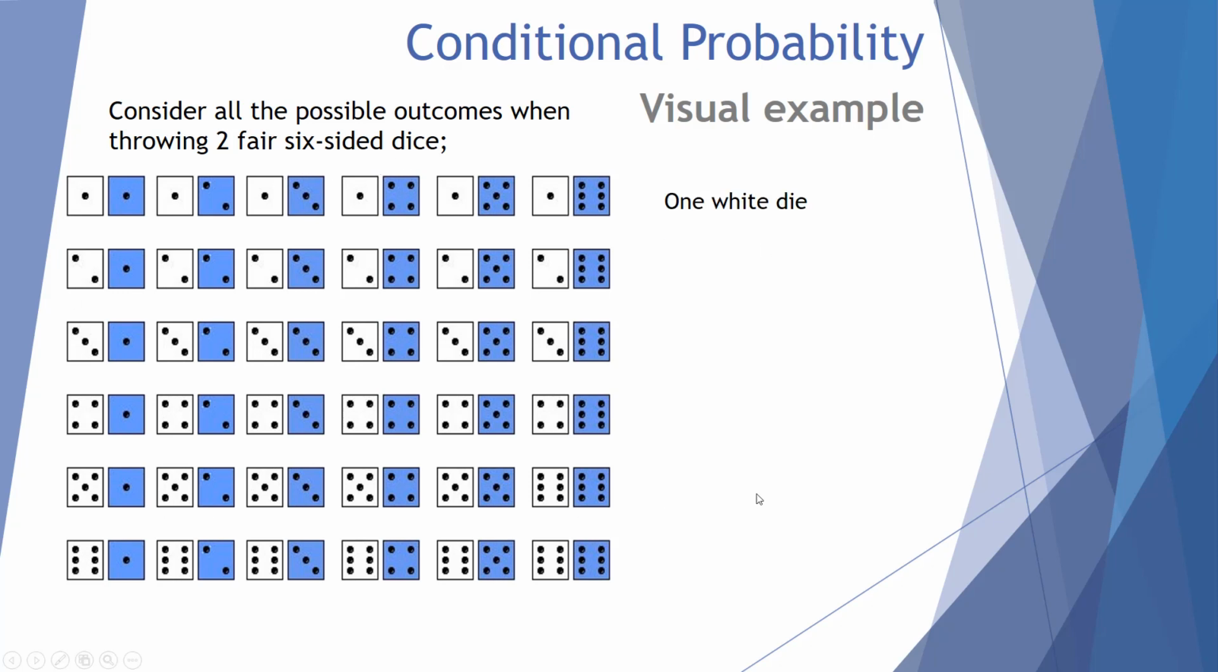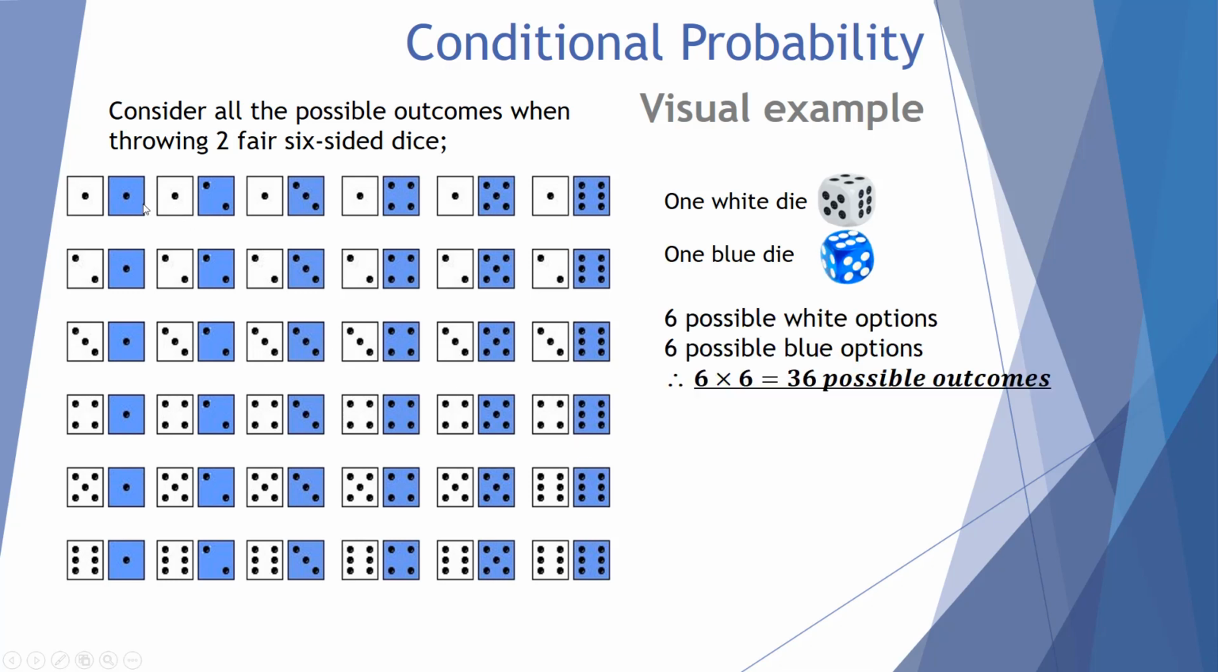So in this scenario, we've got one white dice, which is represented by the white square, and one blue dice, which we have as our blues. You can see here that there are six possible numbers that can be thrown for the whites. So you can throw 1, 2, 3, 4, 5, 6. And of course, there's six possible numbers that can be thrown by the blue die, 1, 2, 3, 4, 5, 6. So in total, we have 36 possible outcomes.